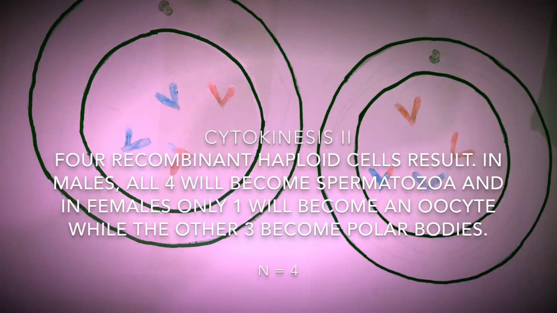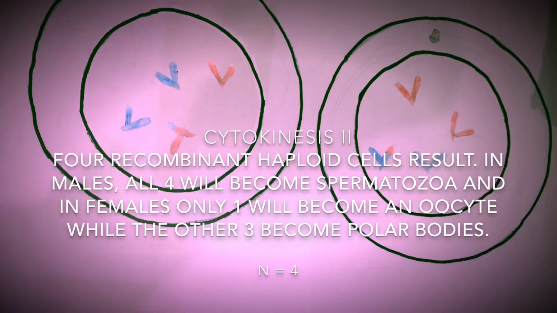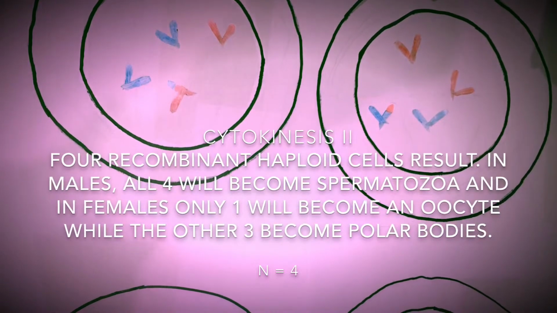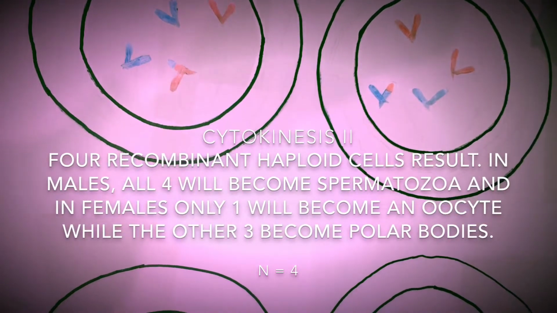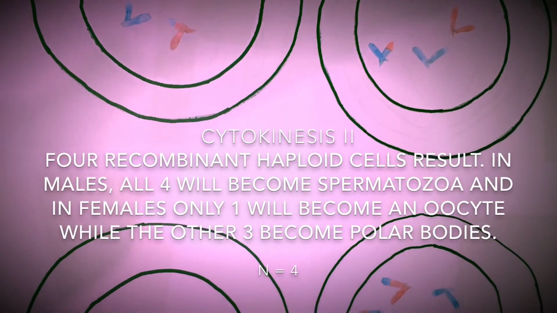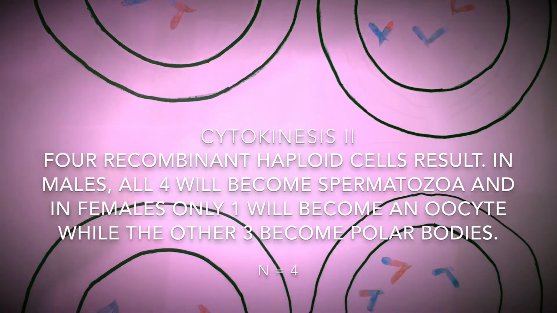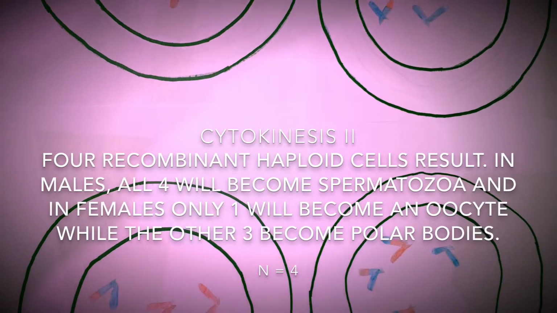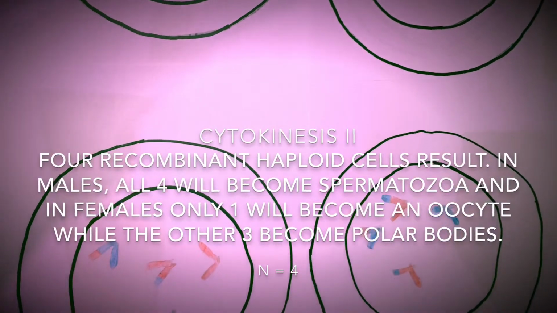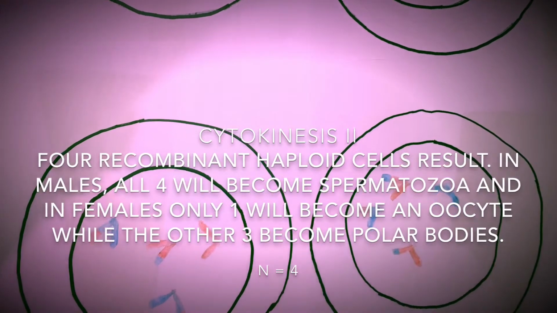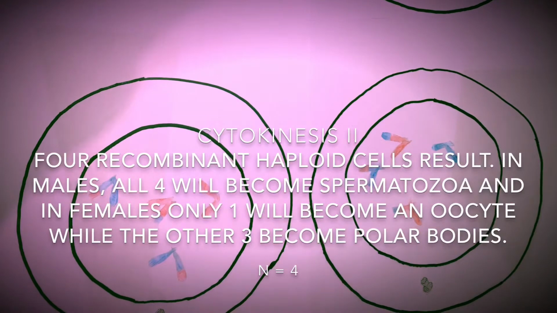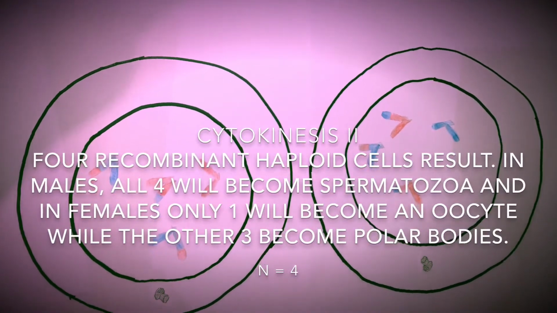Cytokinesis 2. The cells separate and 4 recombinant haploid cells result. In males, all 4 will become spermatozoa, and in females, only 1 will become an oocyte, while the other 3 become polar bodies. In the specific fruit fly, 4 will become spermatozoa. Now, n equals 4. After meiosis, DNA has duplicated and formed 4 new spermatozoa cells in the male Drosophila melanogaster.